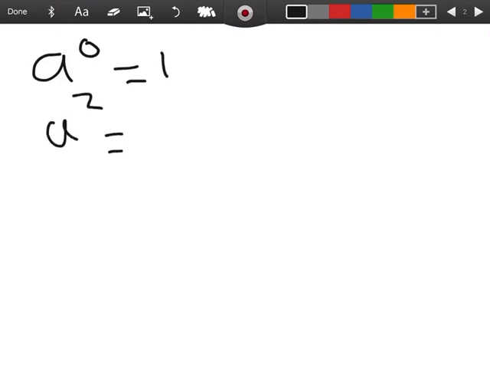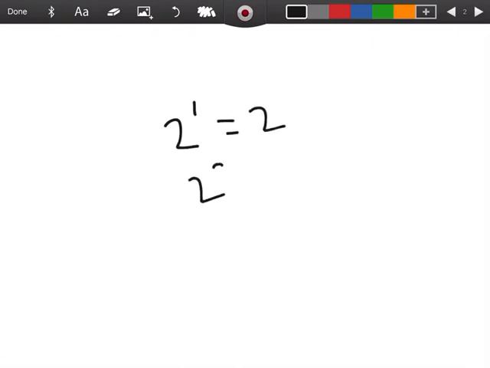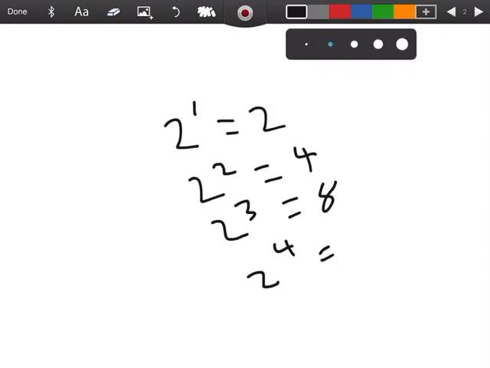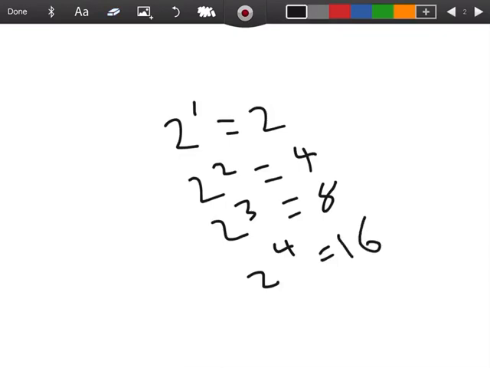But a squared equals a times by a, and then so on and so forth, right? Gonna get rid of all that. So let's replace a with 2. So 2 to the power of 1 equals 2, 2 squared equals 4, 2 cubed equals 8, 2 to the power of 4 equals 24. No, it doesn't. Sorry. It equals 16. Wow, my writing's gone a bit wonky there.